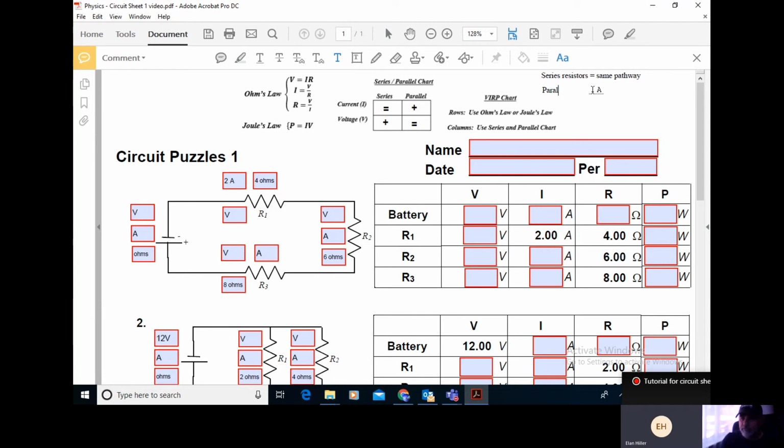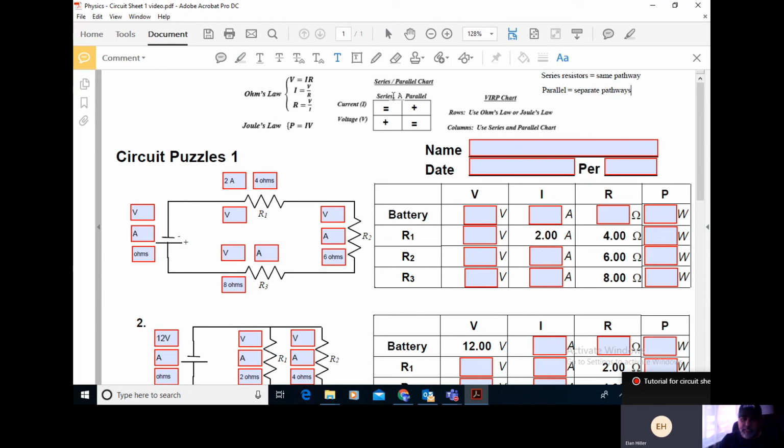Parallel resistors: parallel means separate pathways. Sometimes you have one resistor on a separate pathway. Sometimes you have multiple resistors on a separate pathway. But parallel does not mean geometric parallel where two lines do not intersect. Parallel in physics terms and electric circuit terms means the current has split up into separate pathways. So we need to know what these terms mean in order to analyze the circuit, and how current and voltage behave.